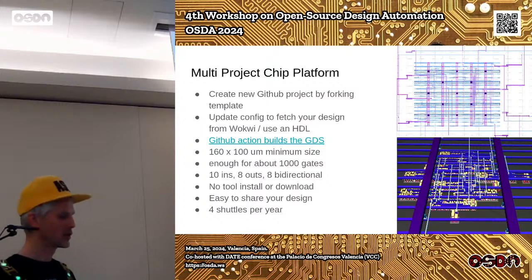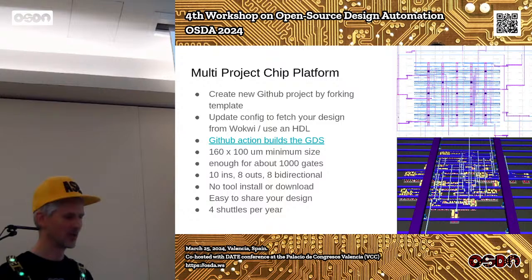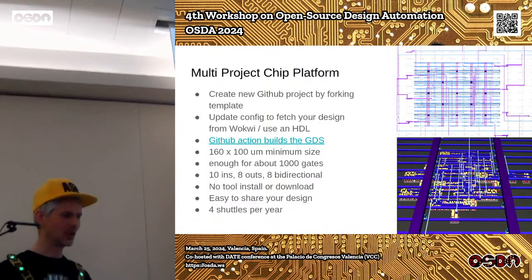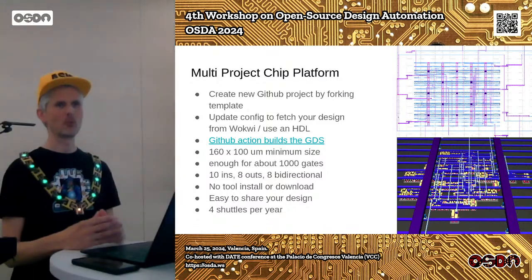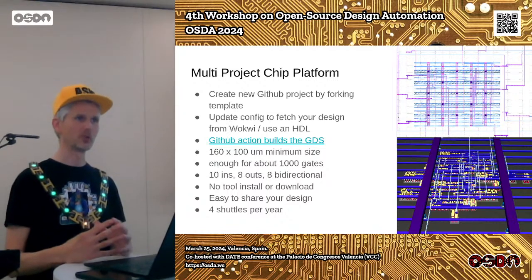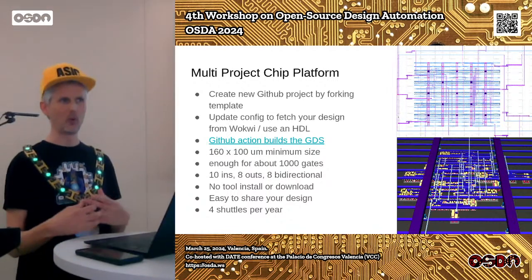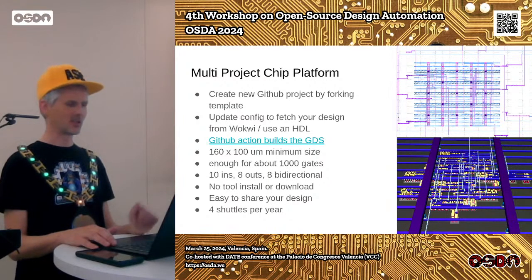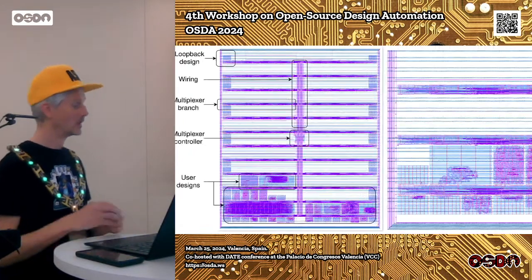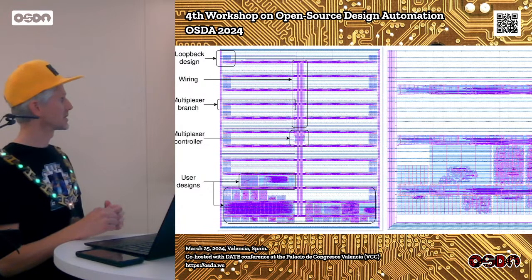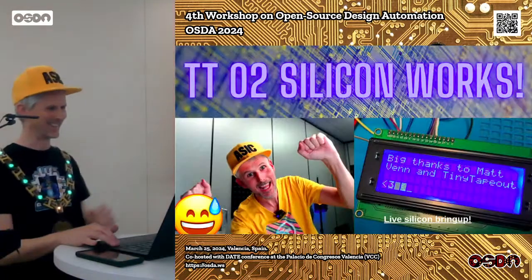The smallest size we do is 160 by 100 microns, so that's about enough for 1,000 standard cells. And one of the key things that we're doing here is you can use this system with no tool download or install. So it works really well for a workshop or in an educational setting where the last thing you want to be dealing with is installing loads of tools. So we have this system, this is the latest version with a kind of central mux in the middle.